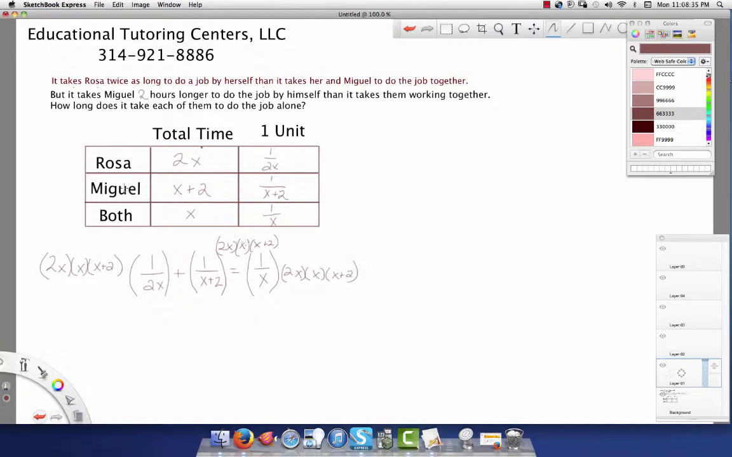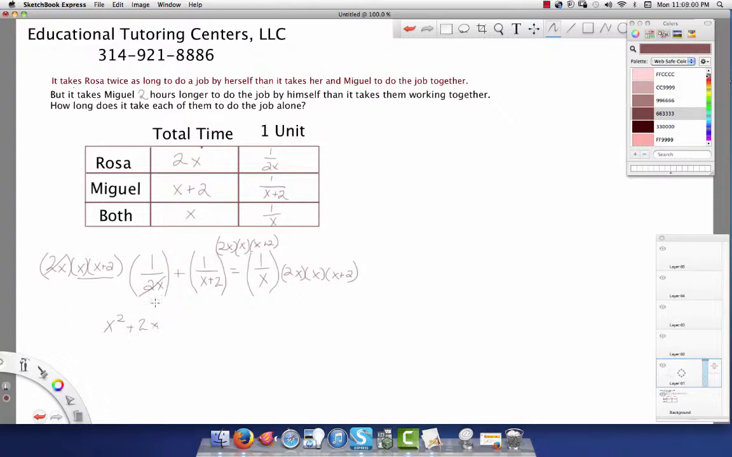Okay, so with this first fraction, if I'm multiplying 1 over 2x by these 3 factors, the 2x in the denominator would cancel with this 2x here. So we just simply have this times 1. So x times x is x squared, and x times 2 is 2x. And there's a plus sign between them.